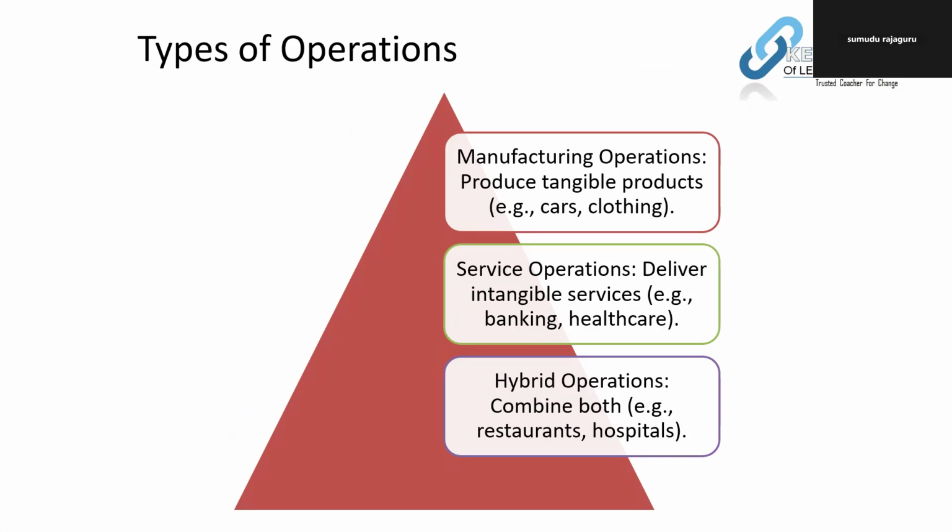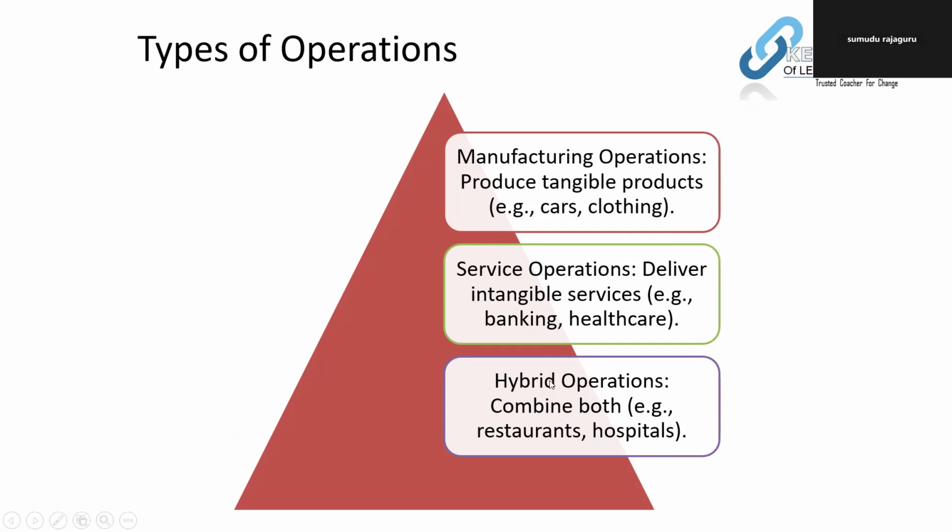So operations we can also divide into several categories. Here you can see manufacturing operations. What is meant by manufacturing operations? If an organization produces a tangible product, we call it manufacturing, for example cars, clothing, like that. Then service operations deliver intangible services, for example banking and healthcare.